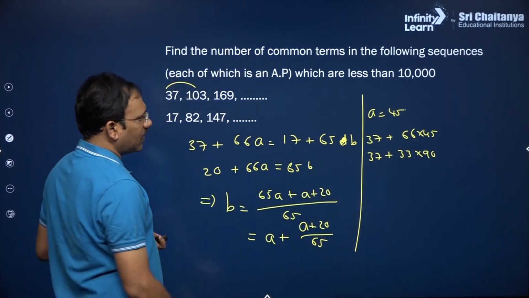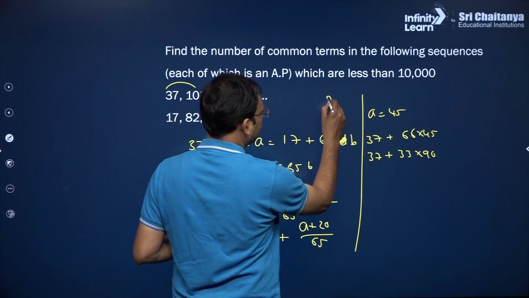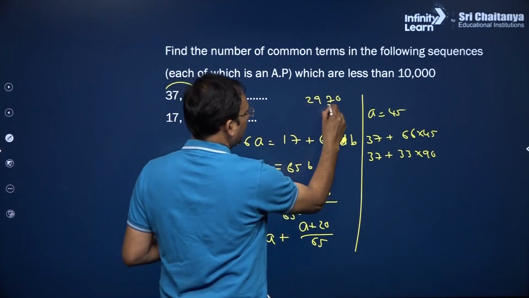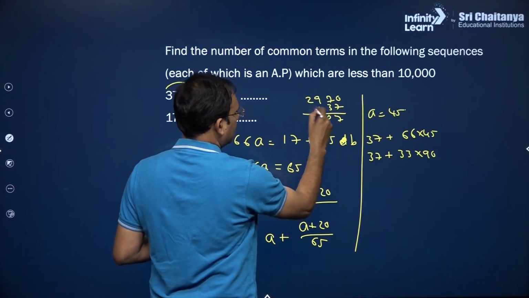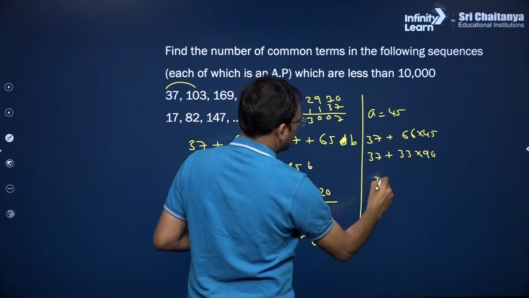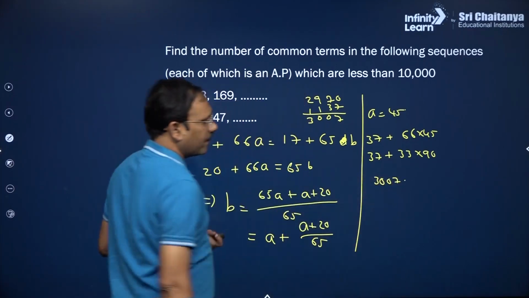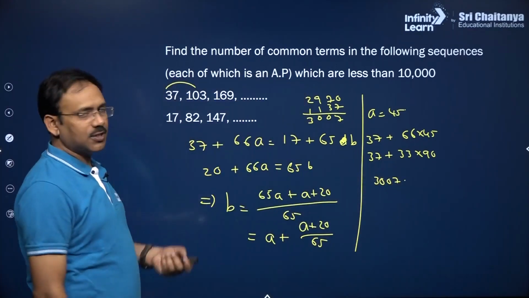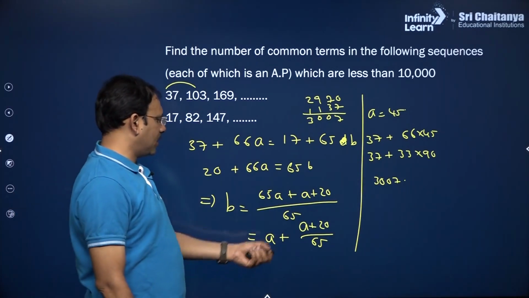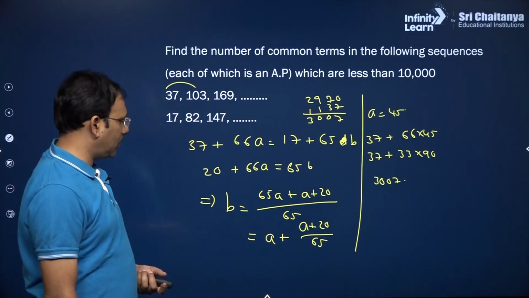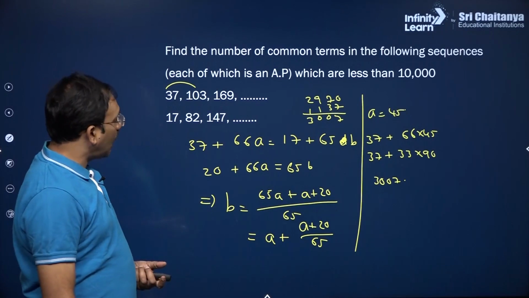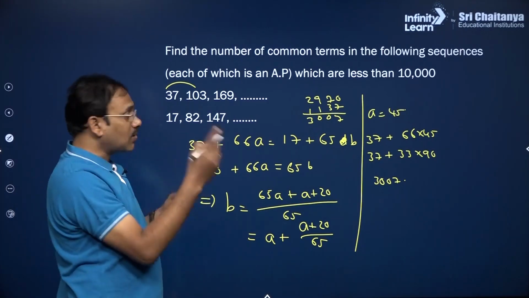Okay. So my dear friends, this is going to be 2970 plus 37, which is 3007. 3007 is the first common term in both the sequences. You can also find b here. Now this is a plus 1 which is going to be b, so that is 46.